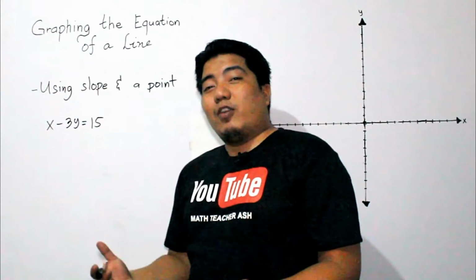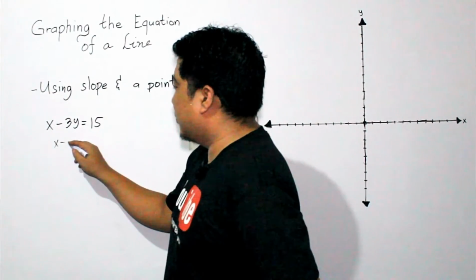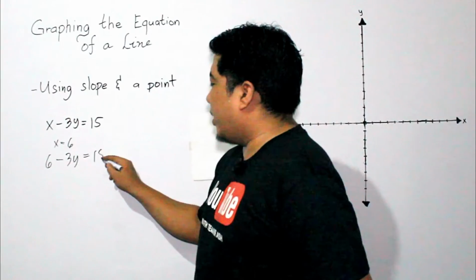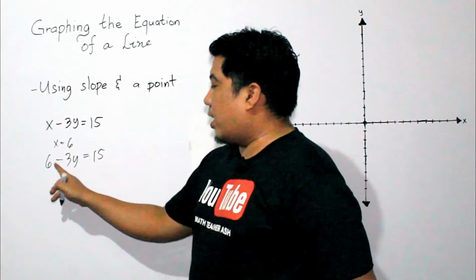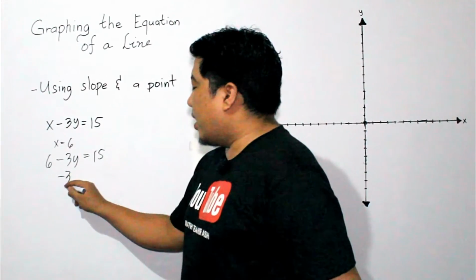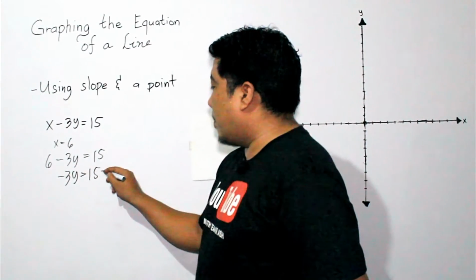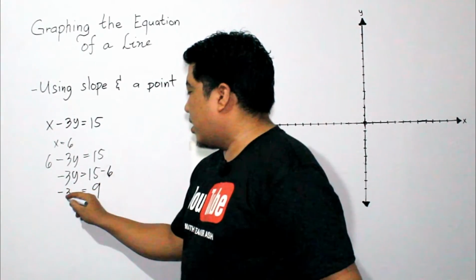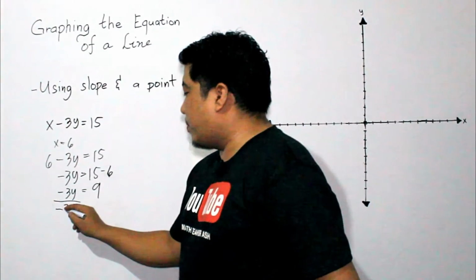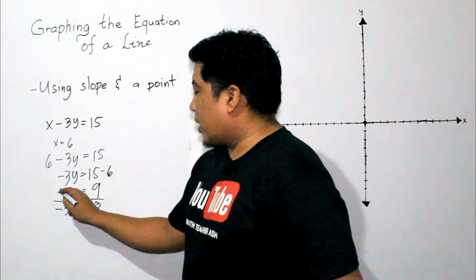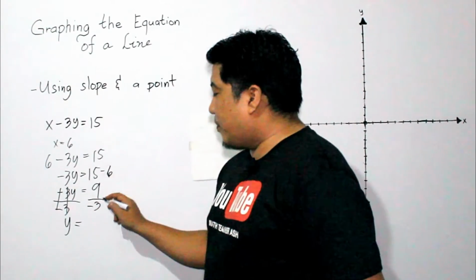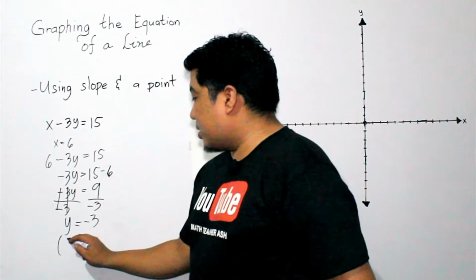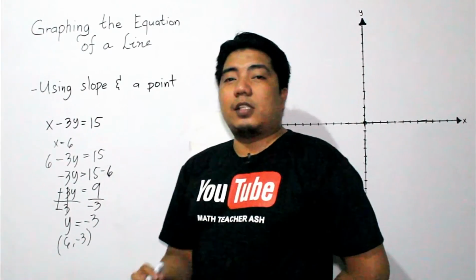Now, let's say the value of our x is 6. So, what we will do is substitute: 6 minus 3y is equal to 15. Since we cannot subtract these because they are not like terms, we transpose our 6, giving us negative 3y is equal to 15 minus 6. So, that will give us positive 9. And here, we divide both sides by negative 3, cancel them. So, y, 9 divided by negative 3, that is negative 3. Therefore, our ordered pair is (6, negative 3). So, this is our point.